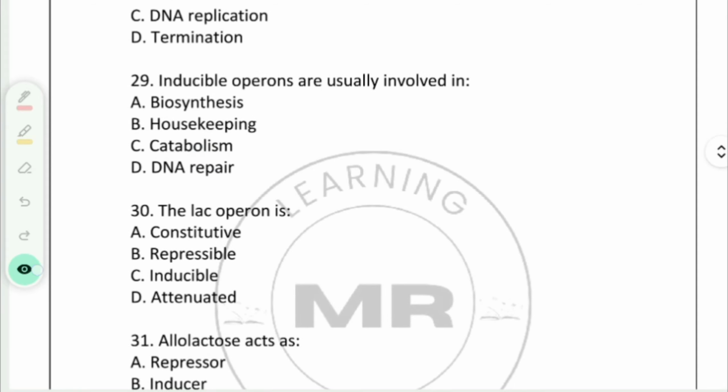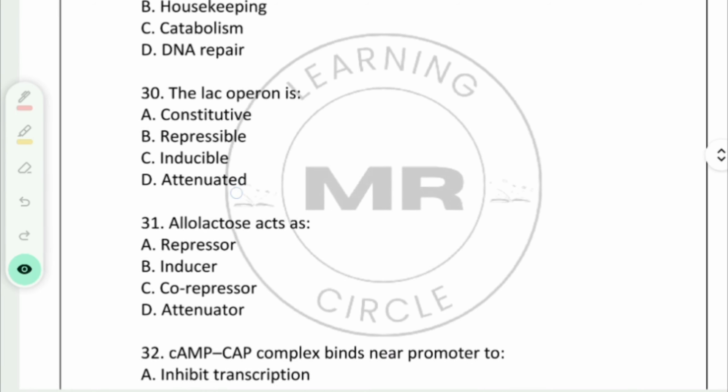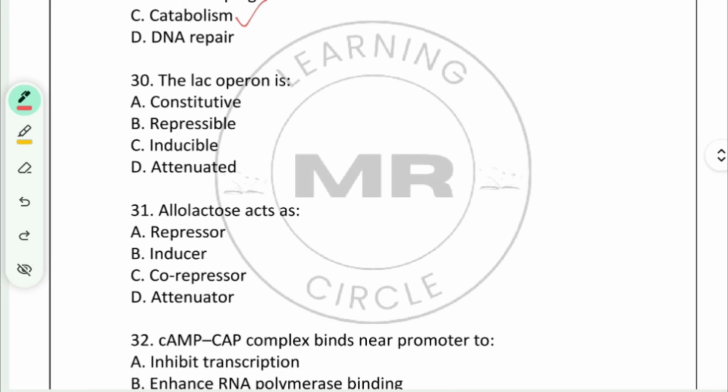Question number 29. Inducible operons are usually involved in. Options are A. biosynthesis, B. housekeeping, C. catabolism, D. DNA repair. Correct answer for this question is option C, catabolism.